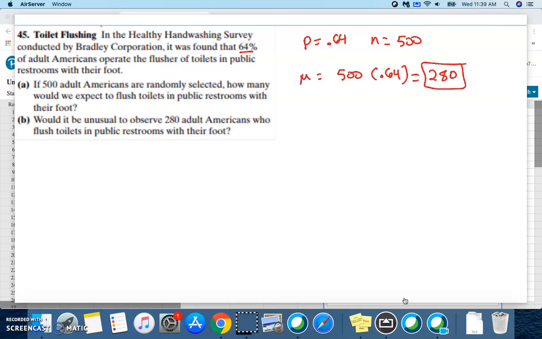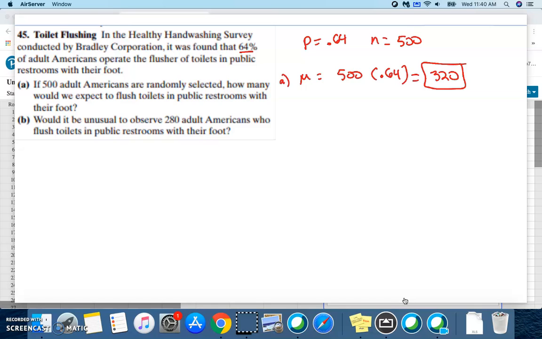Would it be unusual to observe 280 adults who flush a toilet in a public restroom with their foot? Oh, sorry, I just totally botched that calculation. I was looking down at the wrong part. So this is 320. So would it be unusual to observe 280 who flush toilets in public restrooms with their foot?